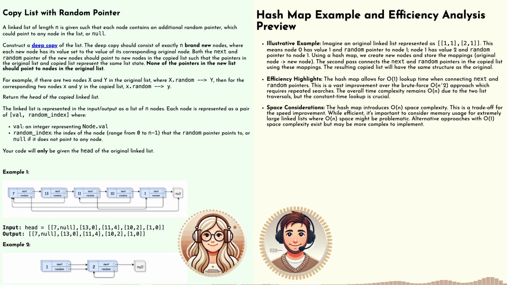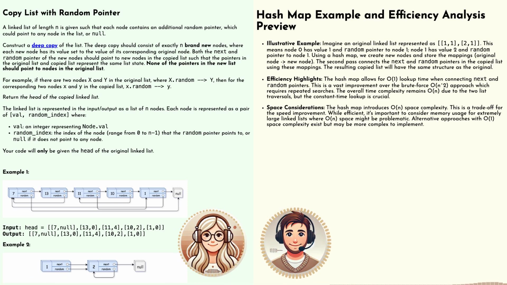Okay, so for A prime, we know that its random pointer needs to point to the copy of C, which is C prime. So that's where the hash map comes into play. That's exactly right. We look up C in our hash map, and it'll immediately tell us the copy of C is C prime. So we'll just set A prime's random pointer to C prime, and we've recreated that connection.